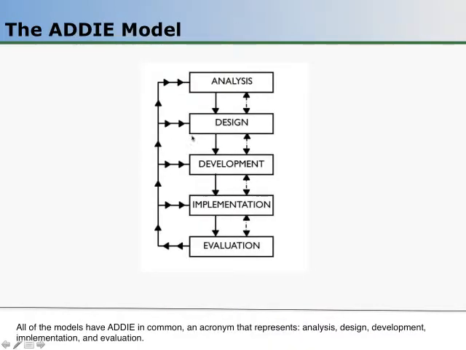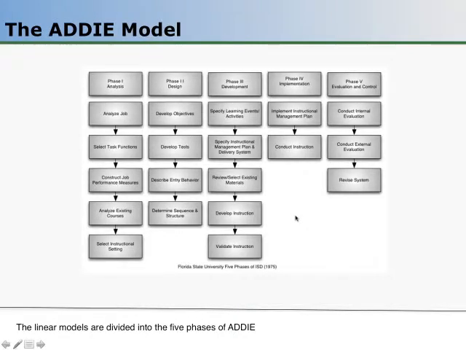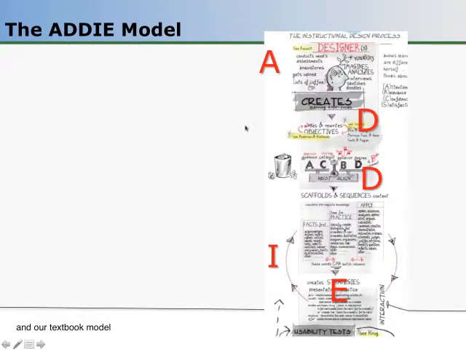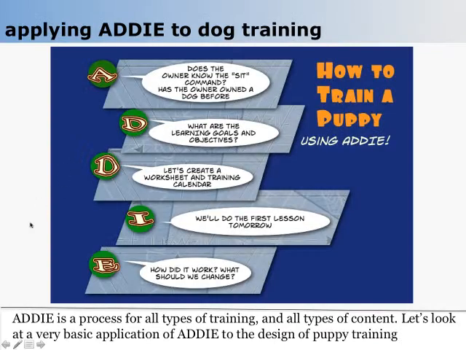All of the models that I've covered, the circle model of Kemp, Morrison, Ross, the more flowchart looking models, and even the model we study in this class, the rocket science model, they all have in common this process we call ADDIE. You see the linear model divided into 5 phases of ADDIE, and here you see the 5 phases of ADDIE identified in the Morrison model. And then our rocket science model is the same. So all these models have in common ADDIE. So let's look at ADDIE applied to puppy training.